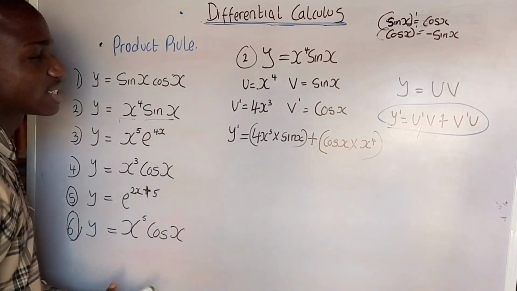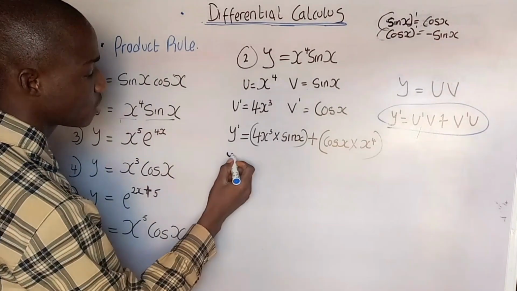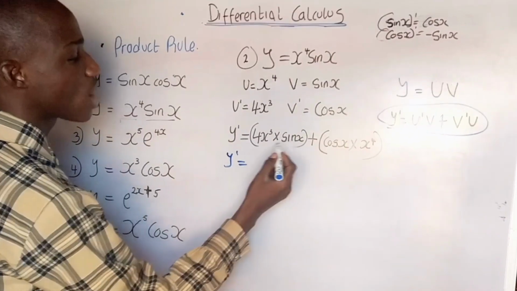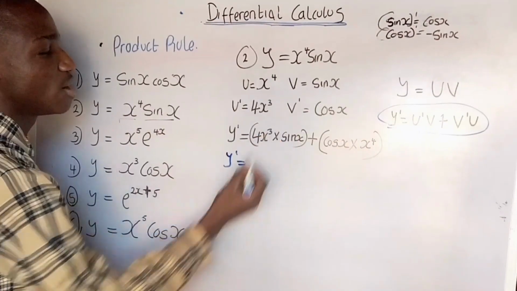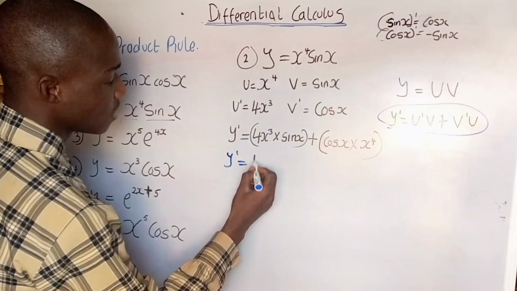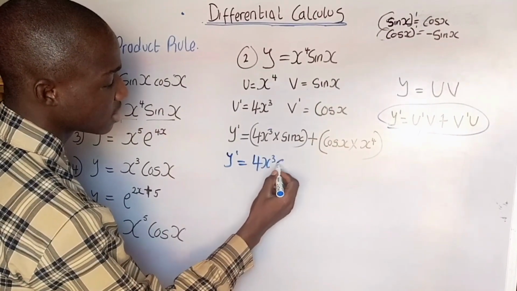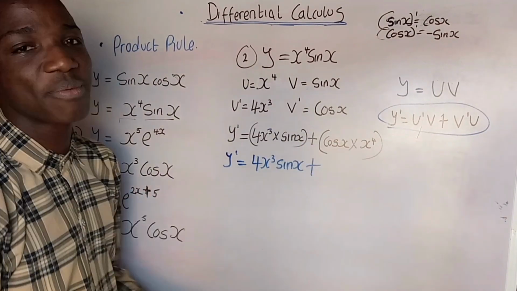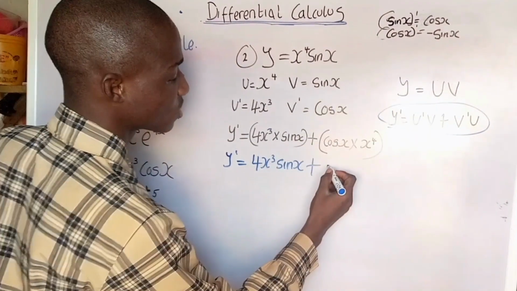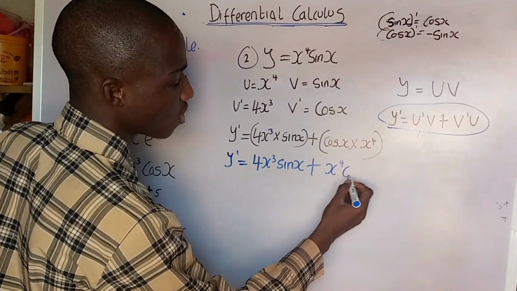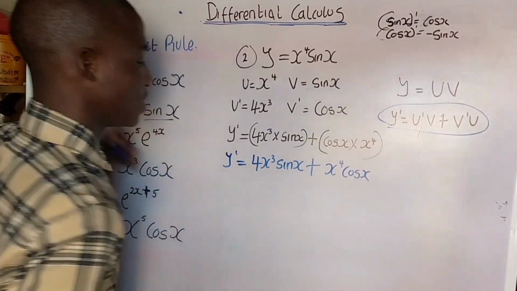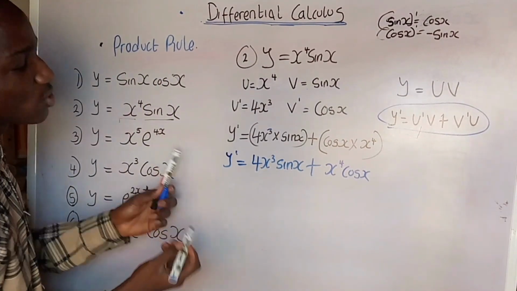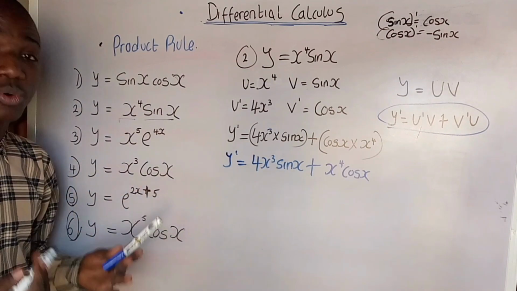After getting to this point, the next thing is to just solve the bracket. You are going to have 4x raised to the power of 3 sine x plus cos x multiplied by x raised to the power of 4, that is x raised to the power of 4 cos x. In that order, you can leave your answer like this, and you can proceed to factorize.